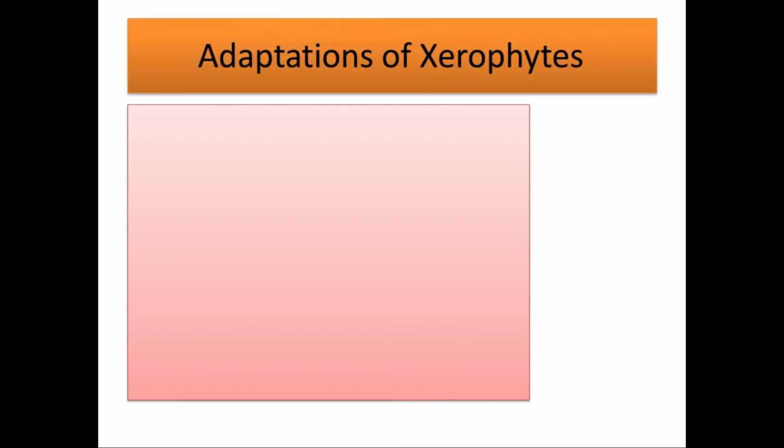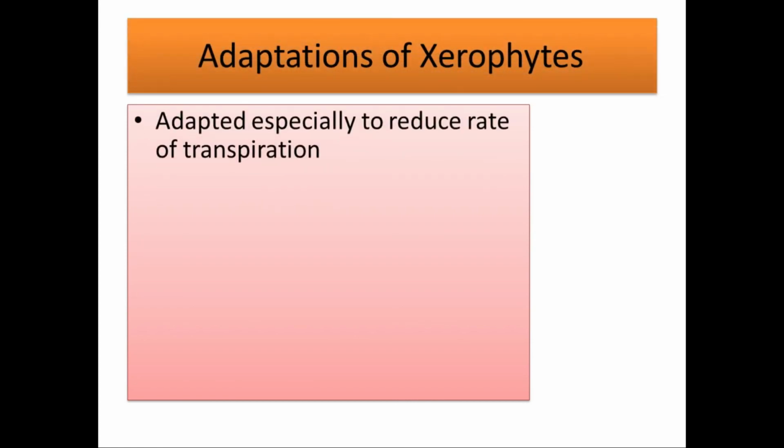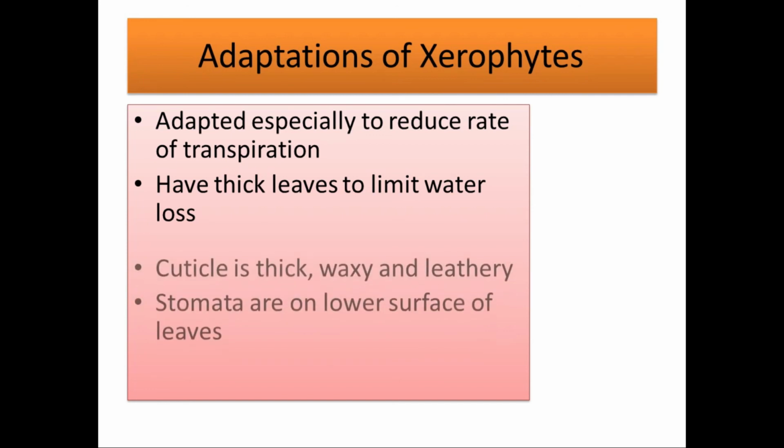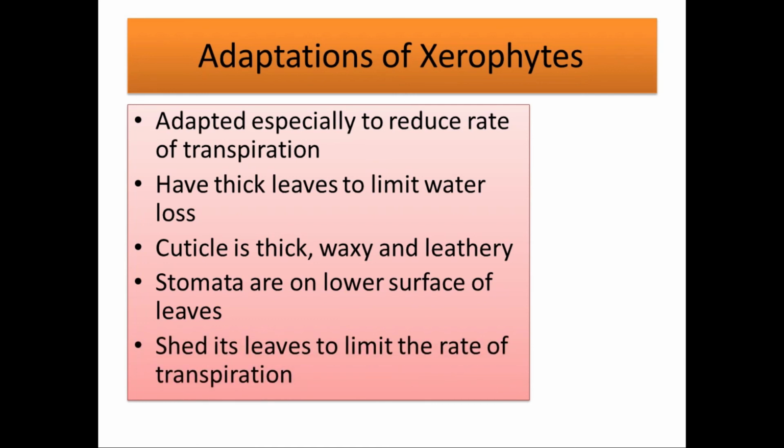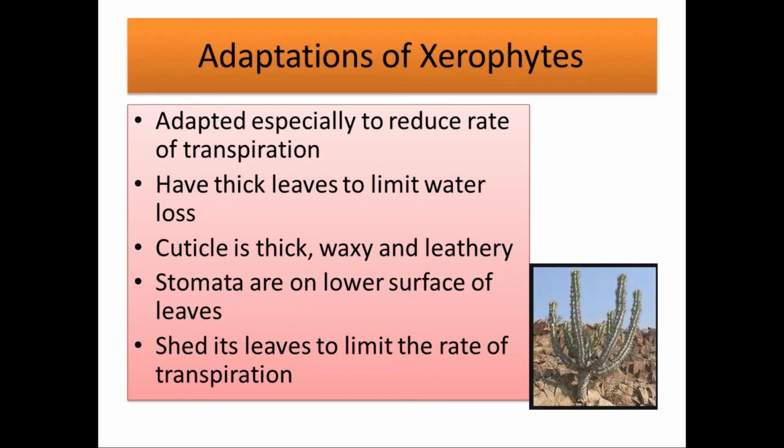The third adaptation is in xerophytes. Xerophytes are adapted specially to reduce the rate of transpiration. They have thick leaves to limit water loss. The leaves have a thick cuticle, waxy and leathery in nature. Stomata are present on the lower surface of the leaf, so that the rate of transpiration becomes low. In some cases, as in the example of cacti, they shed their leaves to limit the rate of transpiration. The most common example is the cactus.